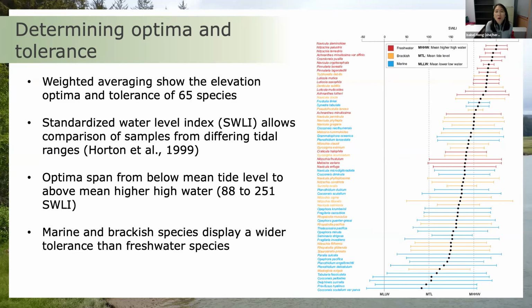So mean lower low water, for example, is equal to 0 SWLI, mean tide level is equal to 100 SWLI, and mean higher high water is equal to 200 SWLI. And what we found with the optima of these diatom species is that the elevation optima ranged from below mean tide level to above mean higher high water, and that the tolerances were then much greater than that.